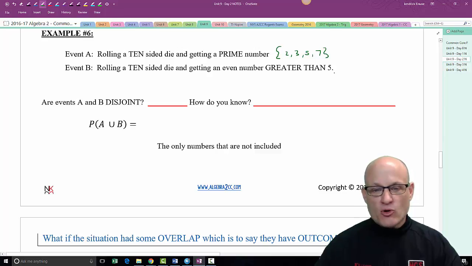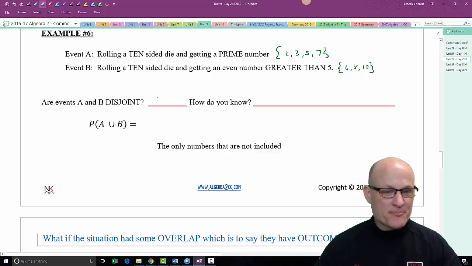What is the probability of rolling an even number greater than 5? 6, 8, and 10. Do they have anything in common? No. So they are, in fact, disjoint. Again, nothing in common.